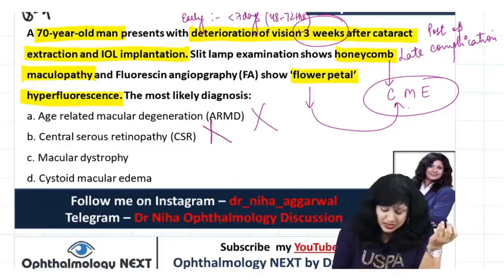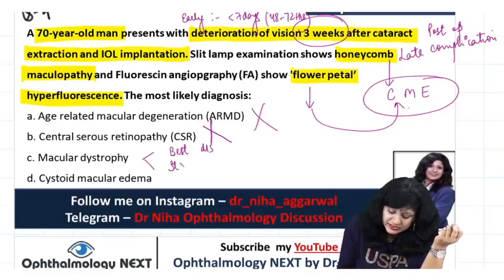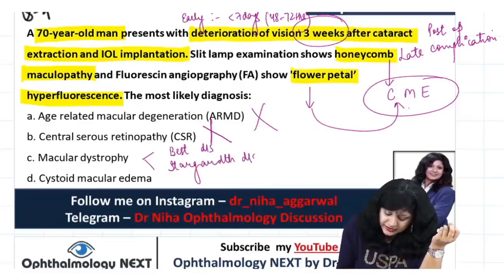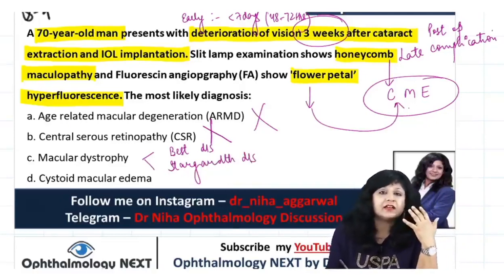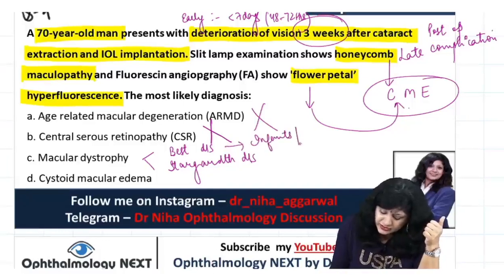Macular dystrophy is of two types. One is Best disease, and the second is Stargardt disease. These occur in young age or in children. Best disease is more common in infants and children, while Stargardt disease is common in young age. So again, this is not related to the cataract surgery.